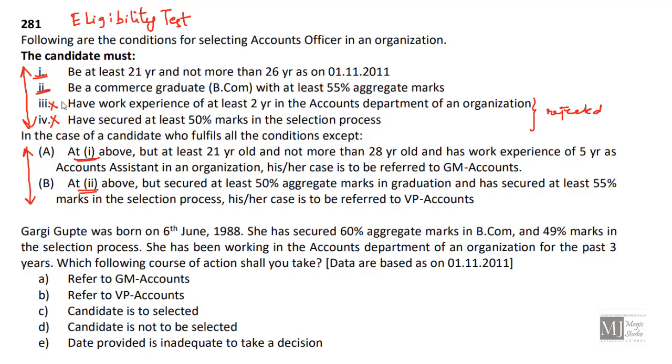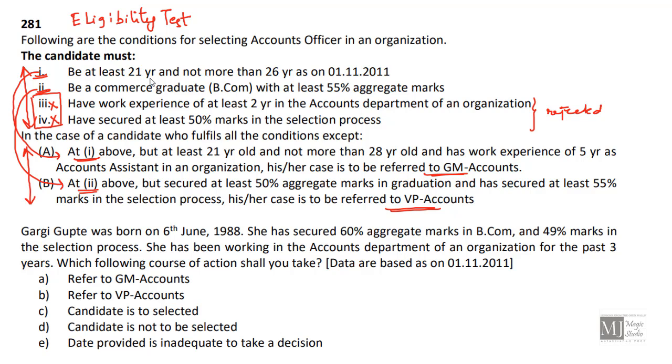If for a given candidate you get confused over 1 and 2, look out for 3 and 4, which are the only straight mandatory conditions. If any of these conditions doesn't fit in, he or she can't be selected. If all the 4 straight away fit in, he should be selected. Now if substitute of 1 is taken up, his case should be referred to GM accounts, and if we are taking substitute of 2, his case should be referred to VP accounts.